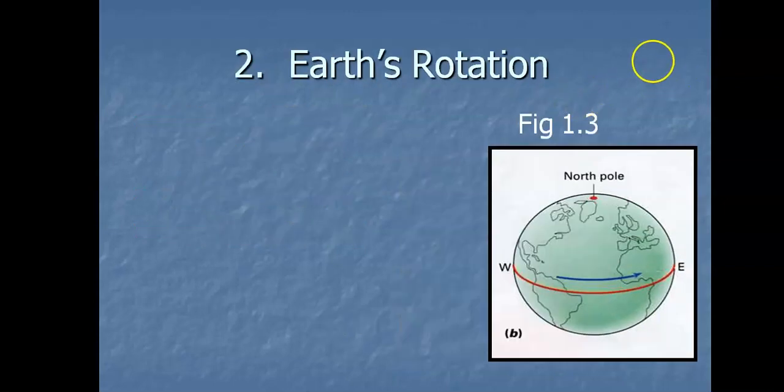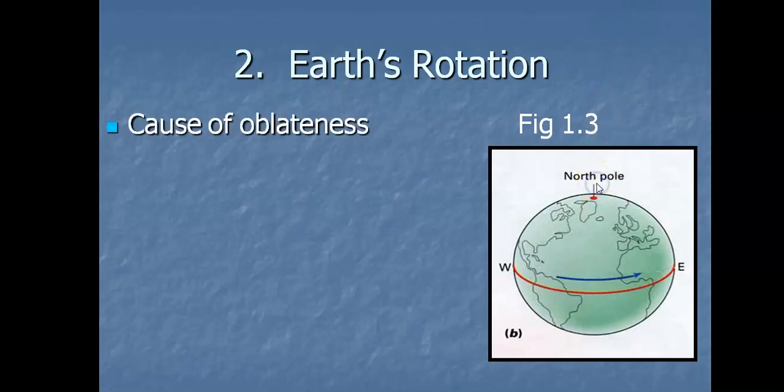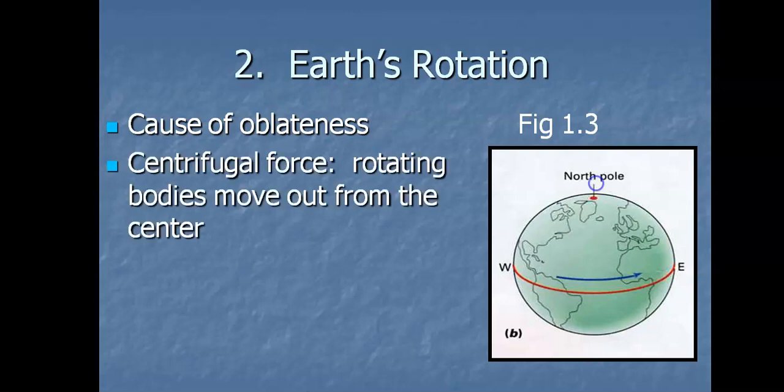I want to move on quickly to the second topic, the fact that the Earth rotates. And as it turns out, it is the cause of the oblateness, the flattening at the poles and the bulge at the equator. And it comes down to something you've probably heard of before. It comes down to what is known as the centrifugal force.